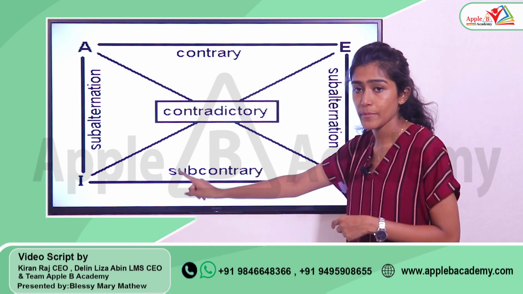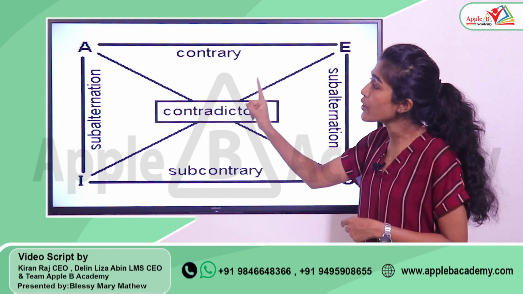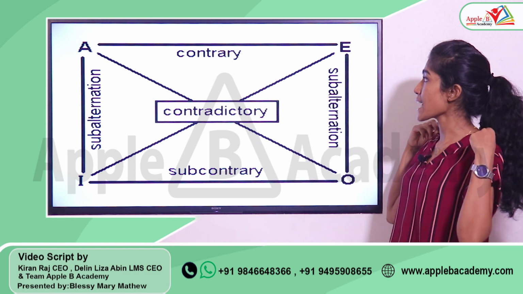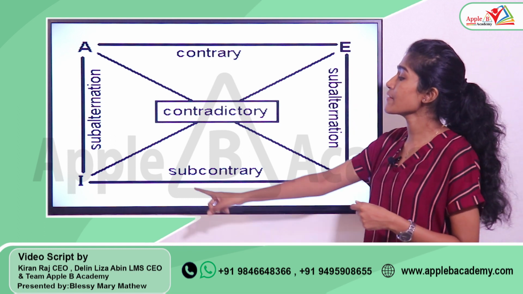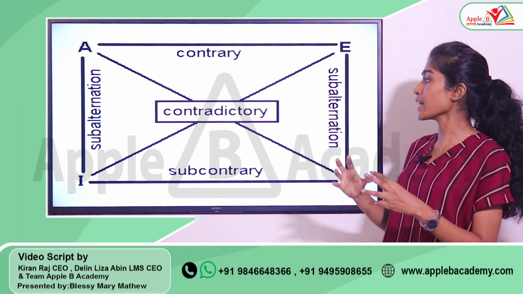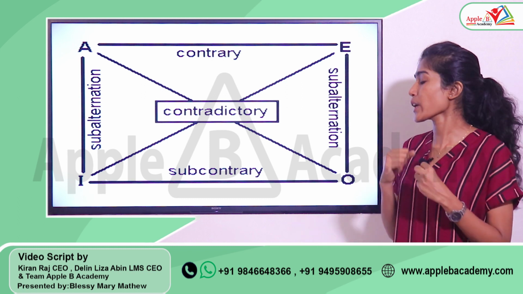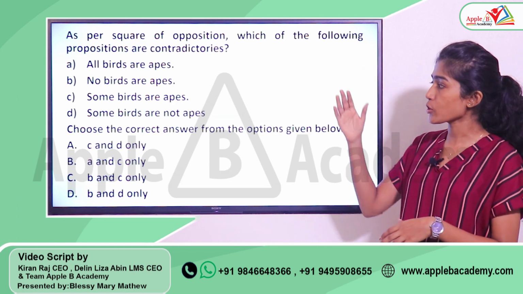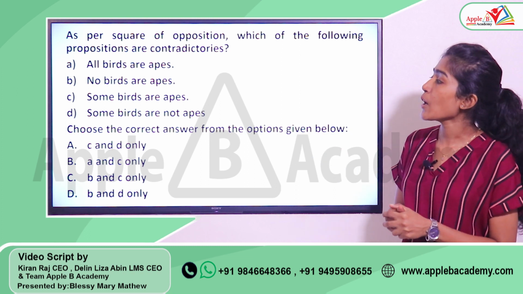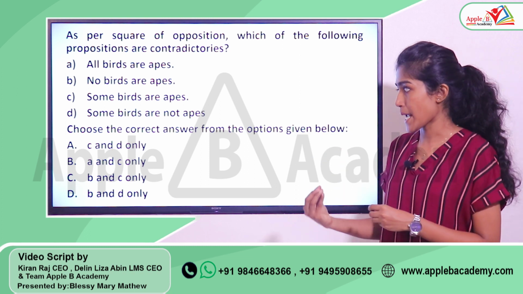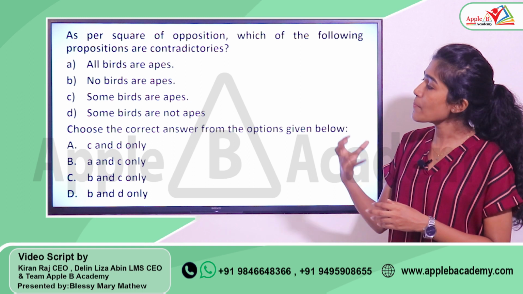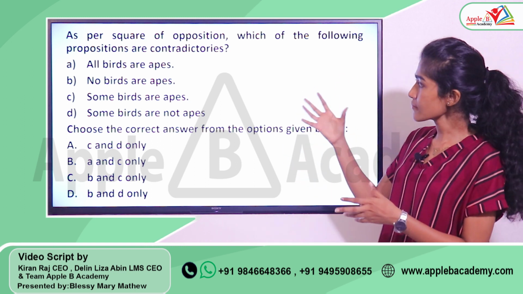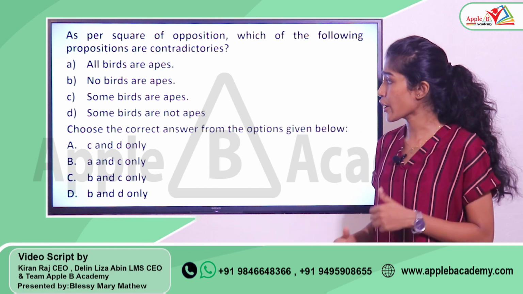E type and I type, they are contradictories. That means universal affirmative and particular negative are contradictories, as well as universal negative and particular affirmative. If you consider the statements given here, we can say that "All birds are apes" as well as "Some birds are not apes", A and D, can be considered as contradictories from the square of opposition.